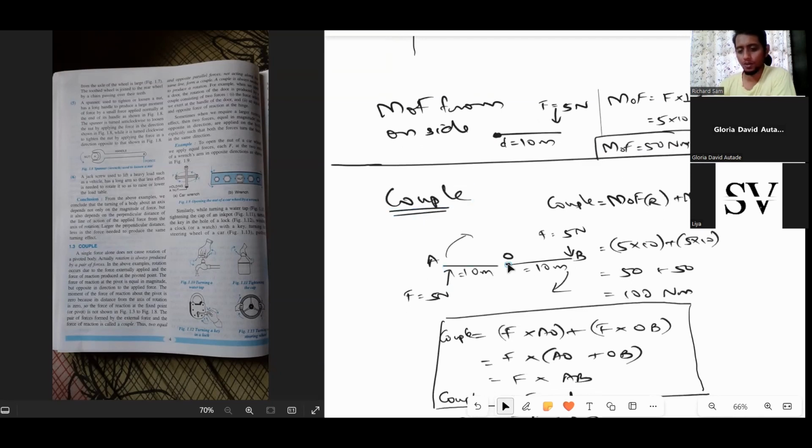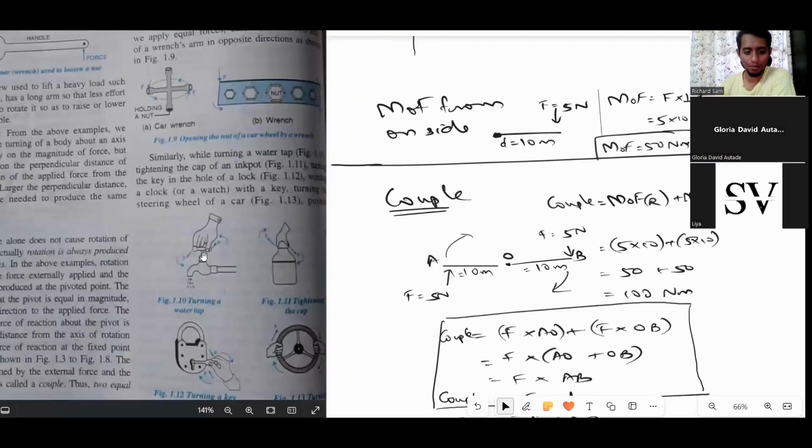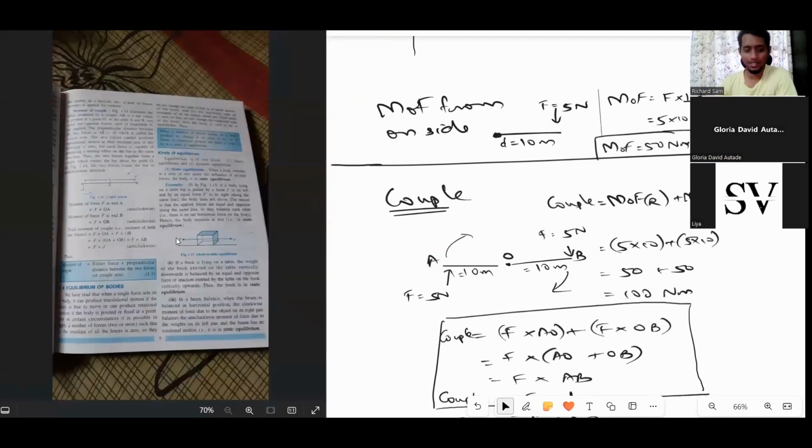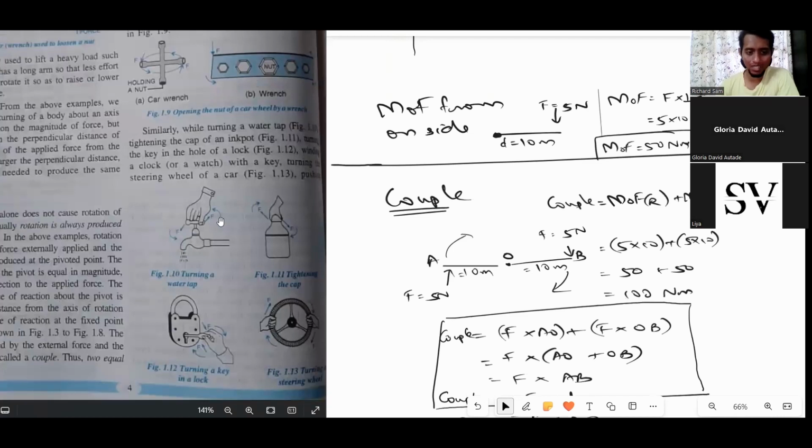Couple is when you're applying force on both sides of the pivot. Okay, like say opening a tap, opening a bottle. In these examples, you're applying force on both ends of the pivot. So there are two forces acting in opposite directions. So say A is one end and B is the other end, and the center pivot is O. So at the point A, you have a force acting upwards, and at B, you have a force acting downwards.